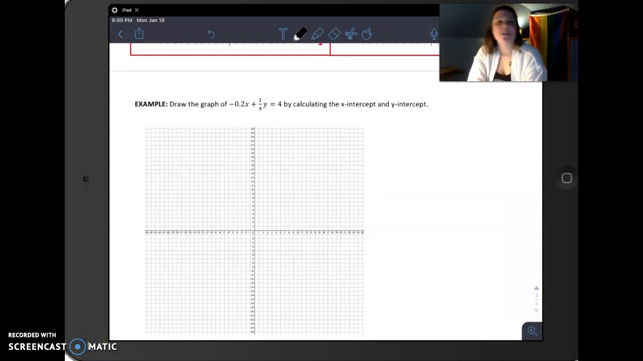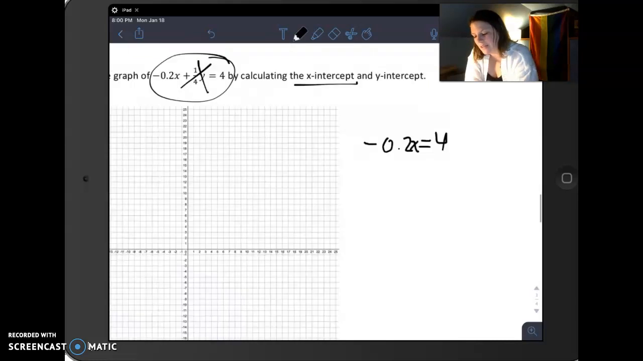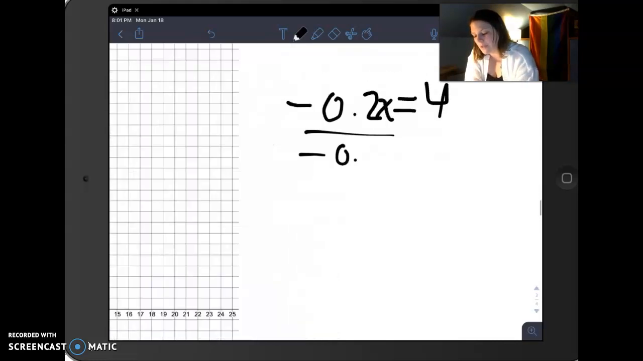All right, you guys, this next one is the challenge. So it's got some decimals, it's got some fractions. It's nothing that you can't handle. Let's get after it. So here's our equation. We're going to find the x-intercept first. Remember, that's when we get rid of the y. So we have -0.2 is equal to x, almost forgot the x. And then we're going to divide by -0.2 on both sides.